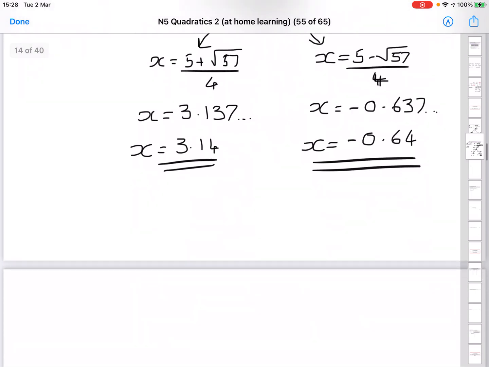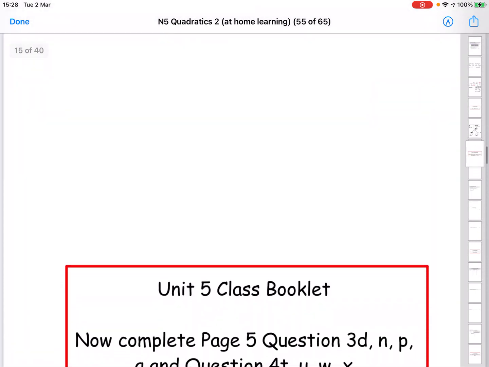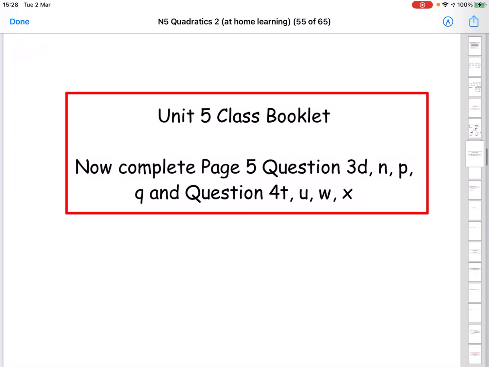So today what I would like to do is practice these types of questions where you have to rearrange the equation to then say equal 0. The questions I've chosen for you are from page 5, and I want you to do question 3, D, N, P and Q, and then from question 4, T, U, W and X. So please make sure today that you are looking at the correct specific questions that I have chosen. Make sure you're marking your work from the back of the booklet, and make sure you ask for any help that you need as we go along.